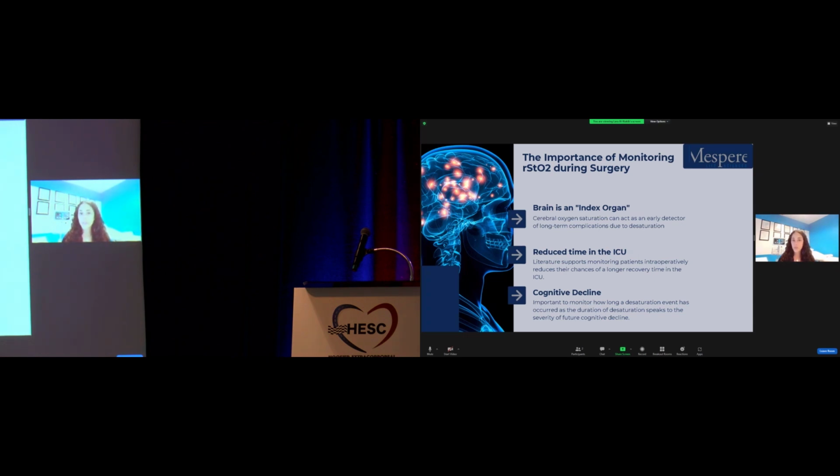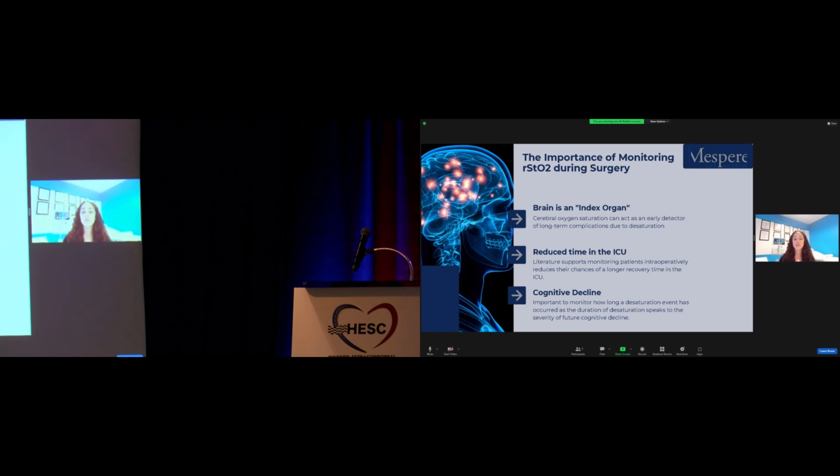It is also really important to monitor cerebral oxygenation or cerebral perfusion because it does lead to a reduction in the time spent in the ICU. There's a lot of literature that is posted out there that supports that with monitoring patients intraoperatively, it will reduce their chances of a longer recovery time in the ICU.